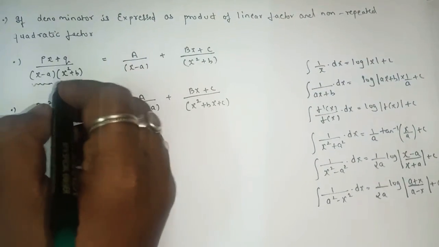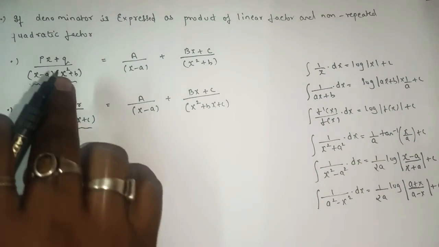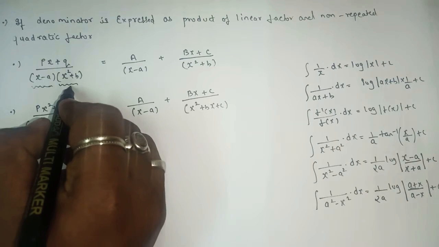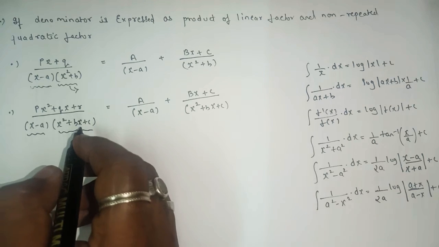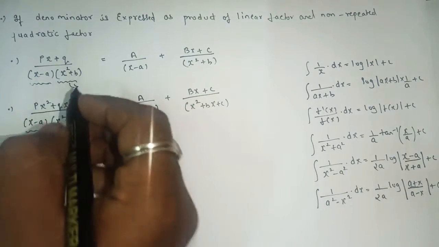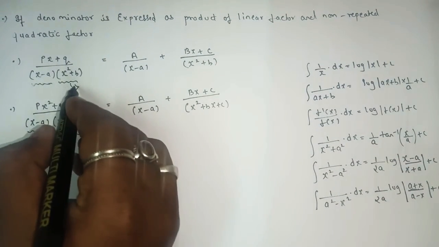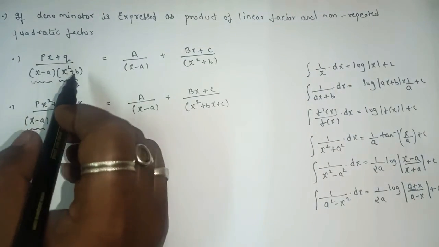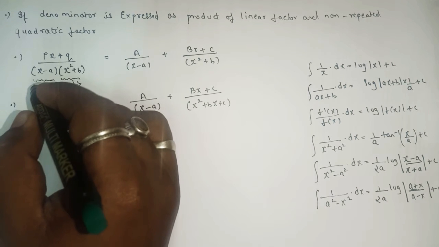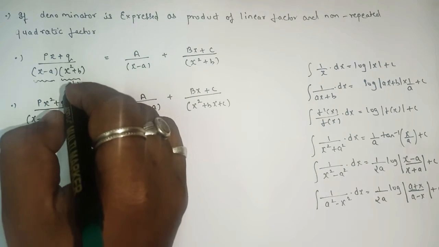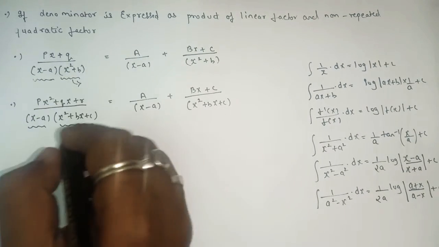and a non-repeated quadratic factor. What does a non-repeated quadratic factor mean? This quadratic factor is non-factorizable. We cannot factorize this quadratic expression further. So remember, whenever a denominator is expressed as a linear as well as a non-repeated quadratic factor, it means we cannot factor this quadratic expression further.